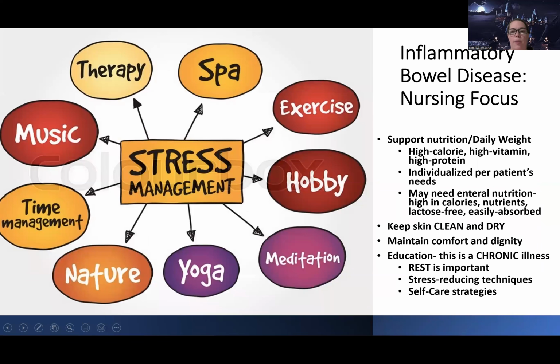As the nurse, the best thing that I can do to help a patient with inflammatory bowel is to support really good nutrition for them. So high calorie, high vitamin, high protein is going to be the diet that I want for them. The book used to talk about a low residue diet, and I'm still going to talk about a low residue diet because it is generally a well accepted diet.